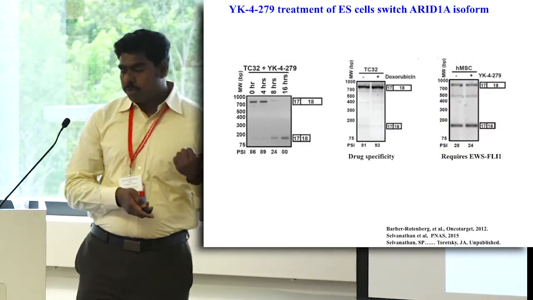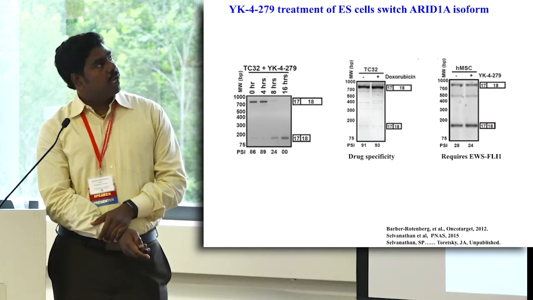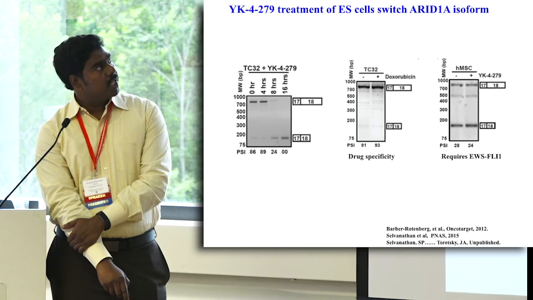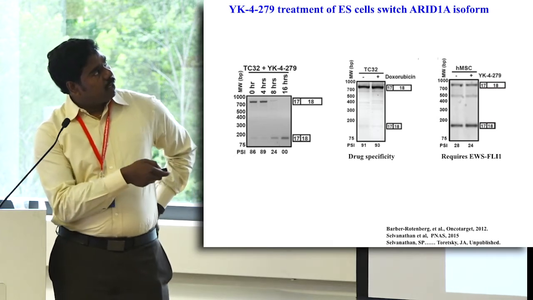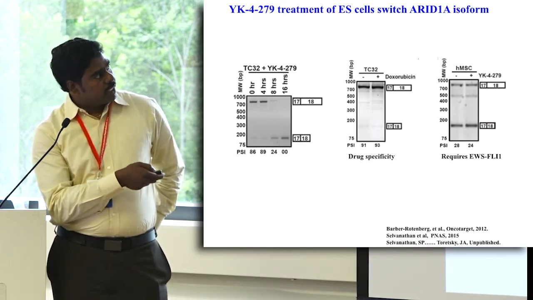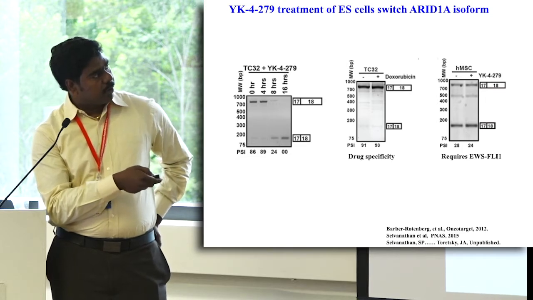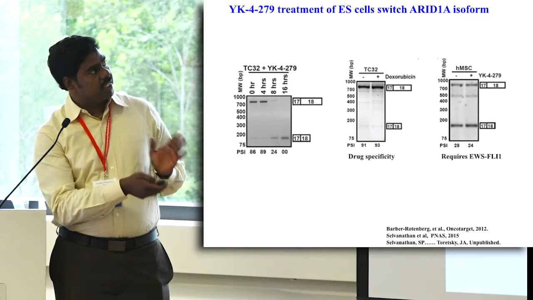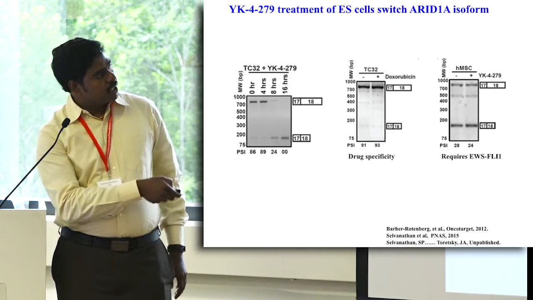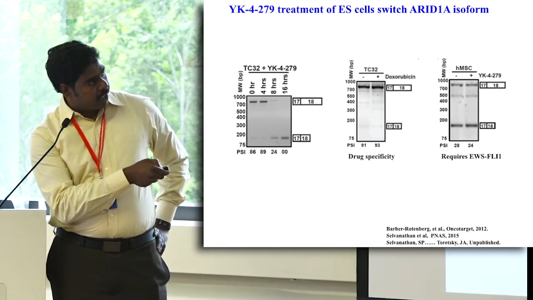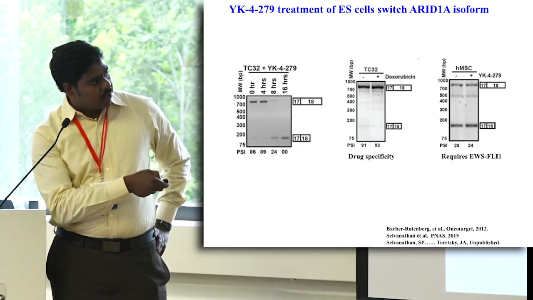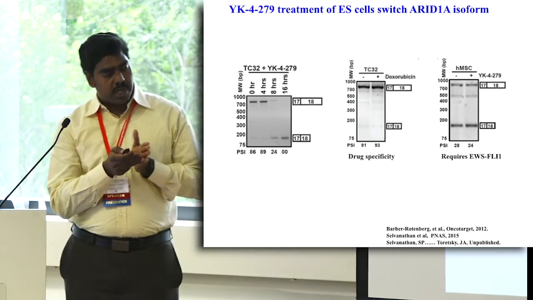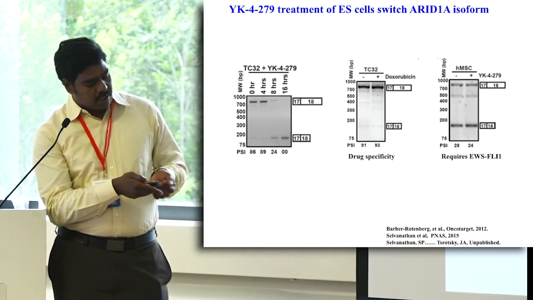Next I want to introduce our lead compound, YK4279. An analog of YK4279, TK216, is currently in clinical trial. We tested our lead compound, YK4279. The cells were treated with 3 micromolar of YK4279, and we tested different time points to see if there was any ARID1A isoform switch. We do see that after 8 hours of treatment, it completely switches from the long isoform to the short isoform. This is encouraging, showing how the drug acts by modulating splicing.